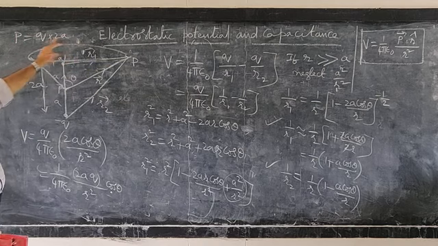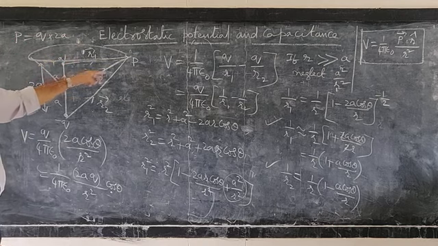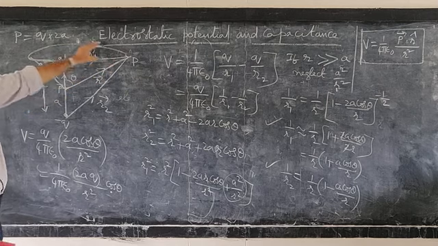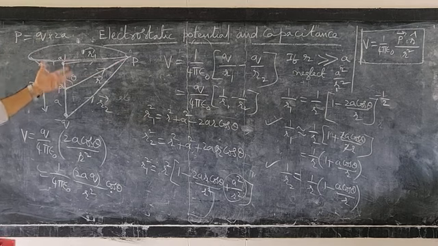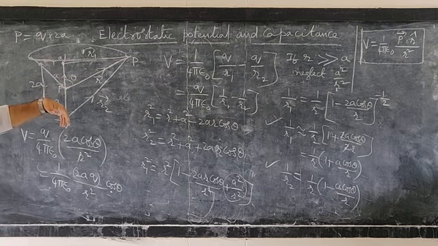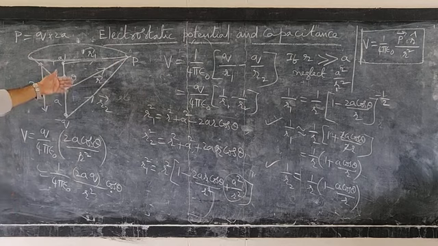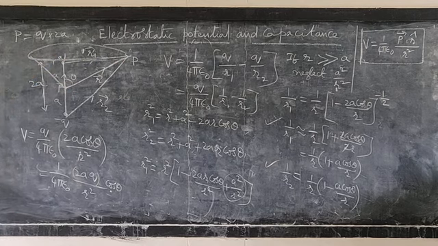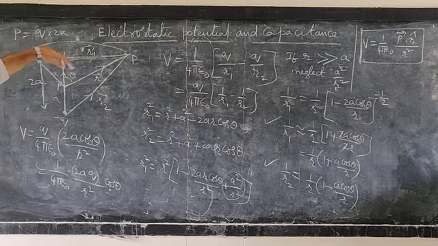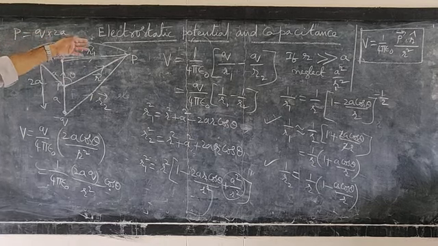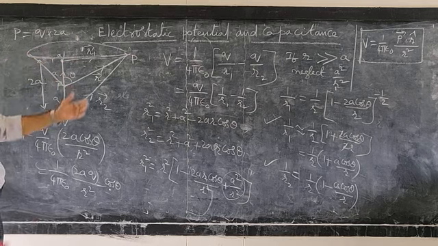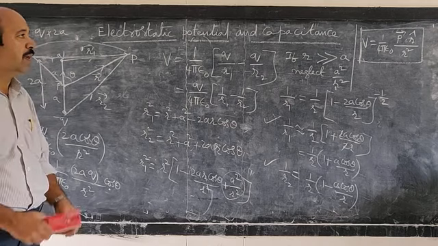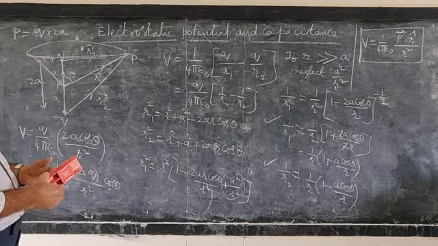So the positions are different, but if you keep this angle common, then they are at the same distance from the center, and the direction is also the same. Therefore, you will get the same potential for every point on the circle described by the cone, with R as the side of the cone. Okay.